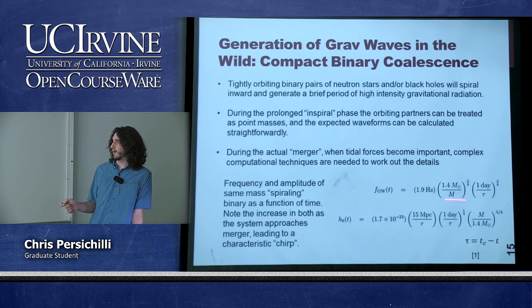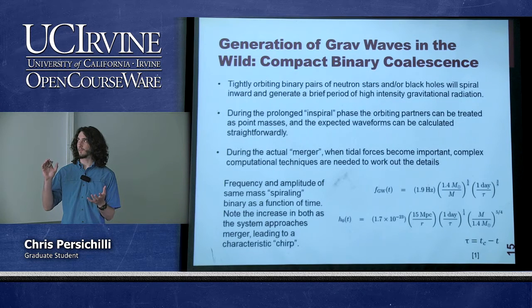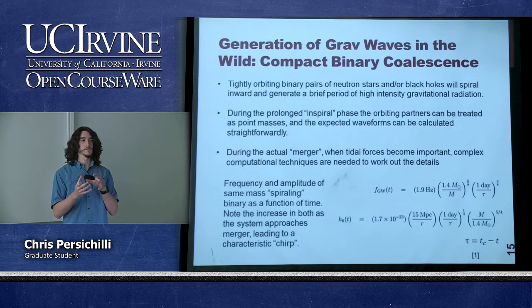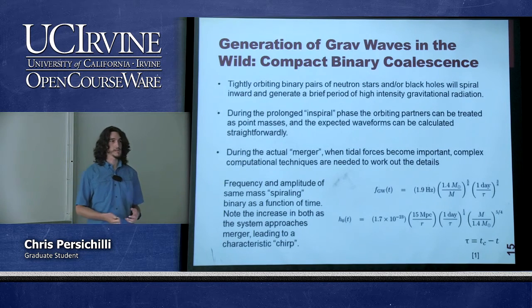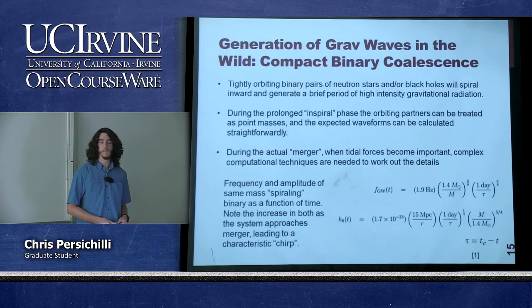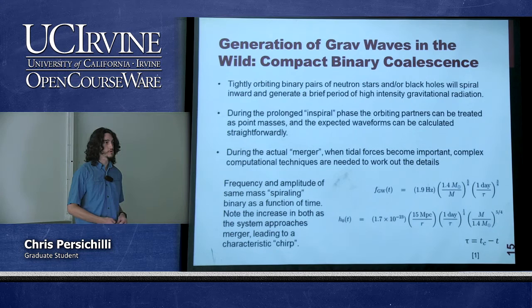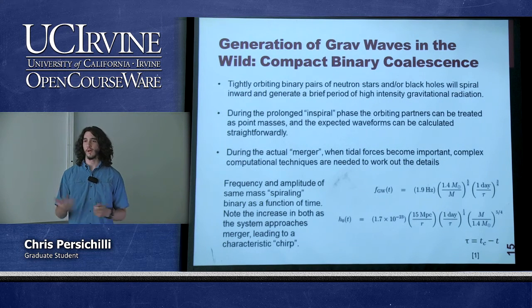I won't dwell too much, but you can derive expressions in the mode where they're not so close that they're actually merging and you need to do advanced computational calculations. In the quasi-static approximation, you can derive a frequency and an amplitude as a function of time. These both blow up as you get closer to the time that they merge, which gives a characteristic chirping signal. Basically, the frequency and the amplitude both go up as these orbiting bodies merge. And that's the signal that we hope to be able to detect with these interferometers.